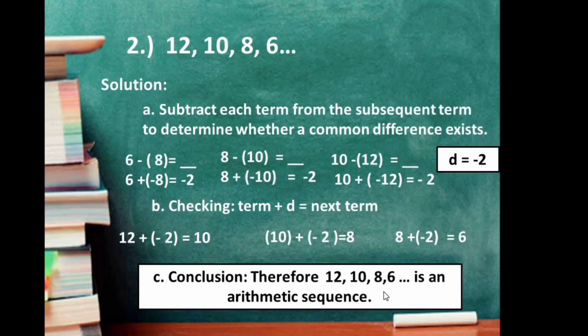Is that clear now, class? Again, they are considered an arithmetic sequence because they have the same common difference, which is negative 2.